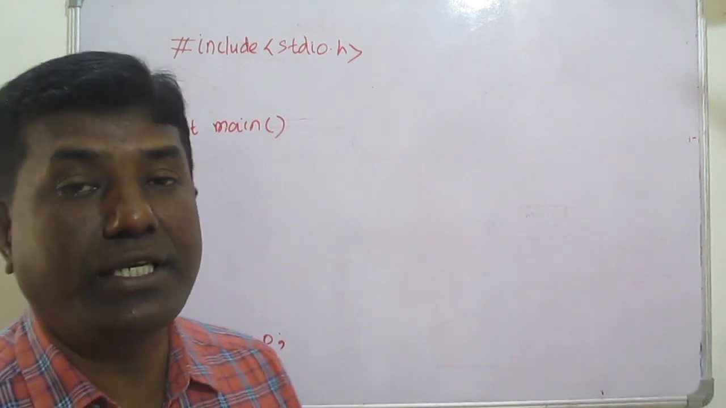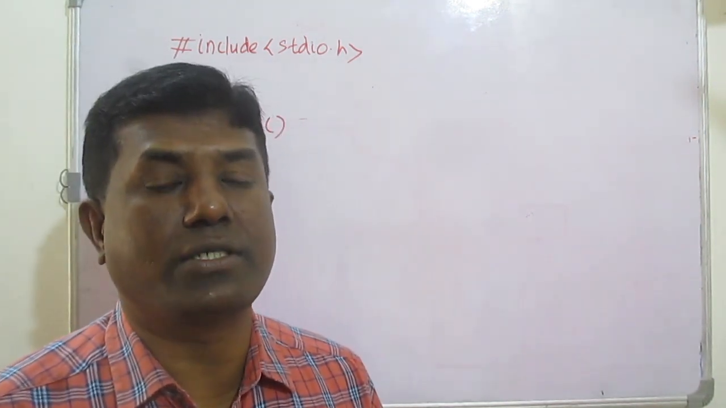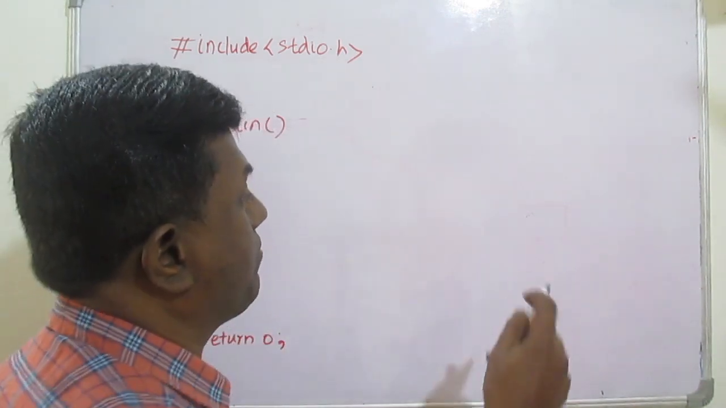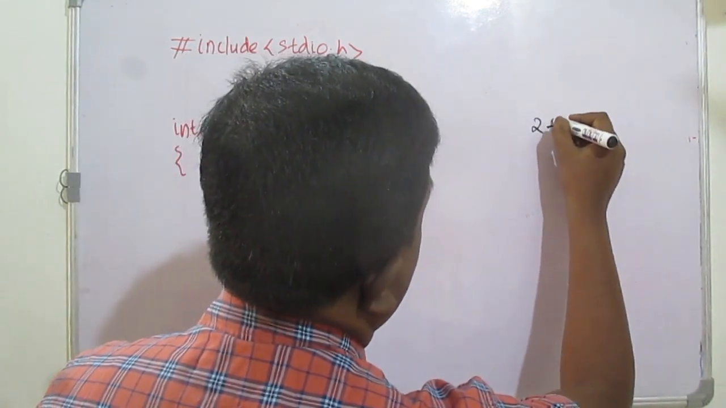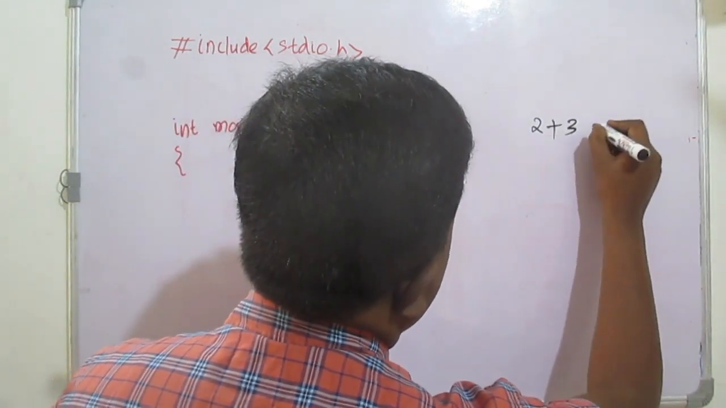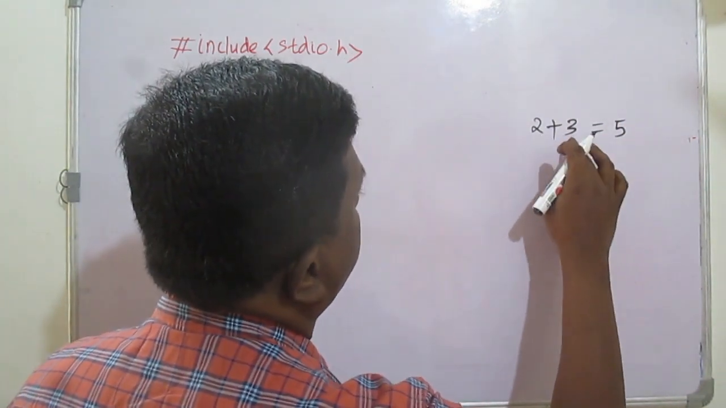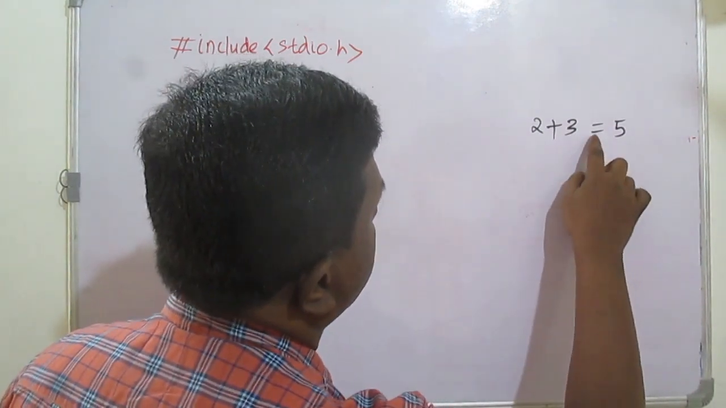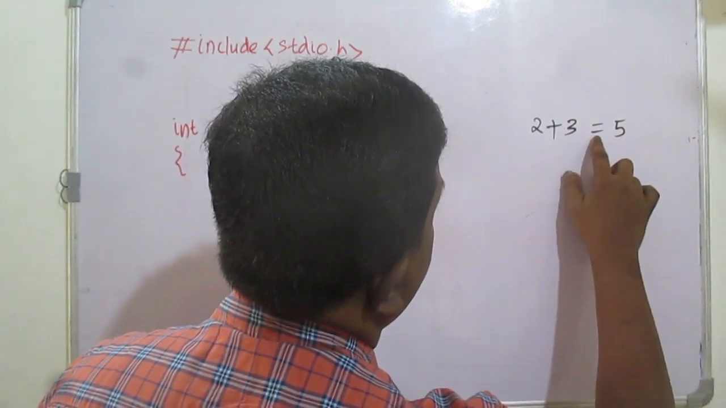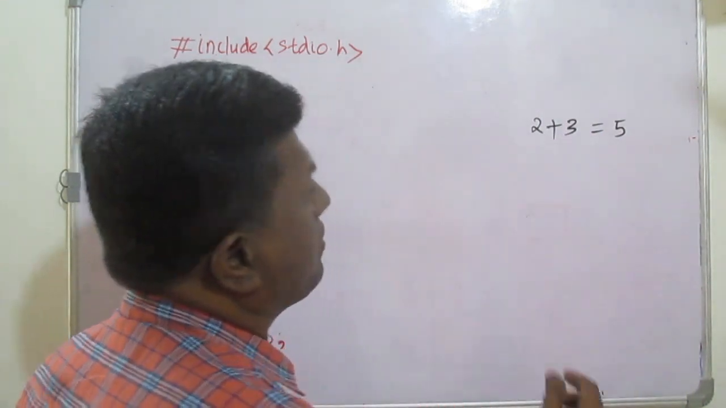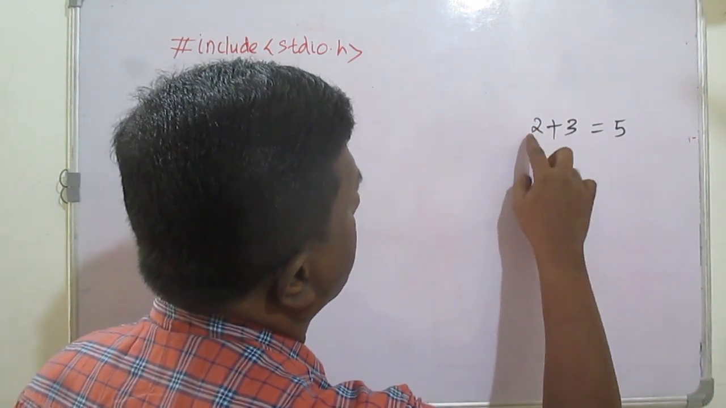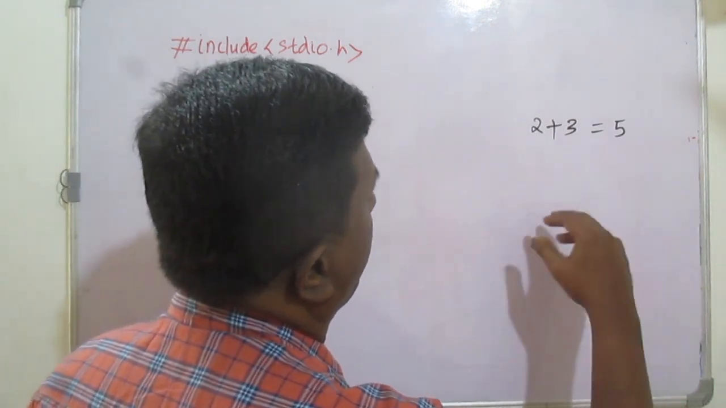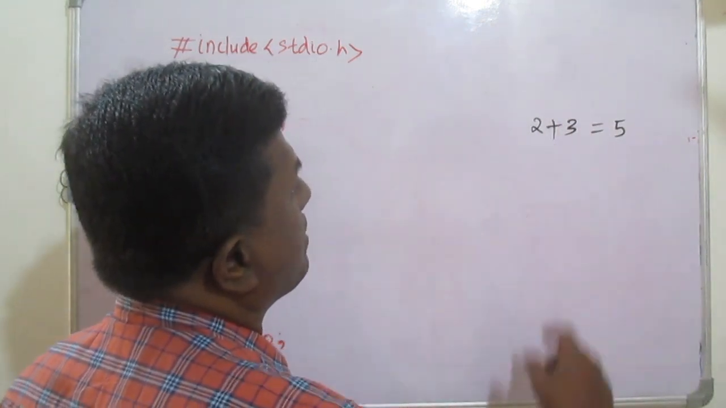In this class we will see how to add two numbers, that means two integer numbers. Suppose you have 2 plus 3, we know 2 plus 3 equals 5. The 2 and 3 are called operands, and the plus is the operator. The equals sign is also an operator, the assignment operator. We are just adding 2 plus 3, and in the mathematical way, 2 plus 3 equals 5.